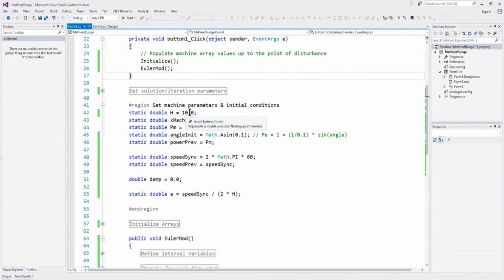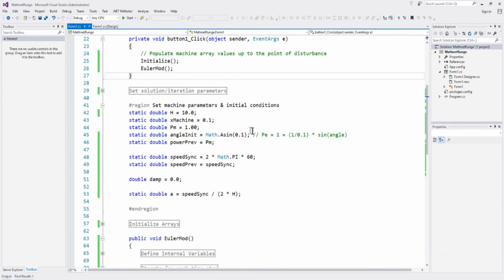Usually an inertia in the range of 5 to 10 is a typical value. Machine reactance is 0.1 per unit. You can change it to whatever you want. You can change the inertia to whatever you want. Initial mechanical power is 1 per unit. And under initial conditions, the electrical power is the same, so it's a constant speed. Initial angle is whatever you want. I've just calculated the initial angle based on an initial electrical power of 1 per unit.